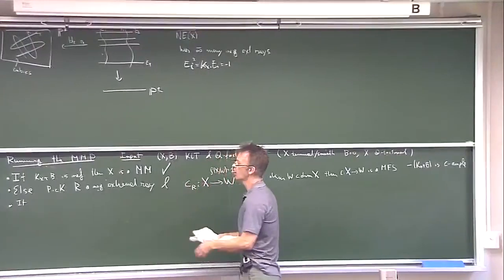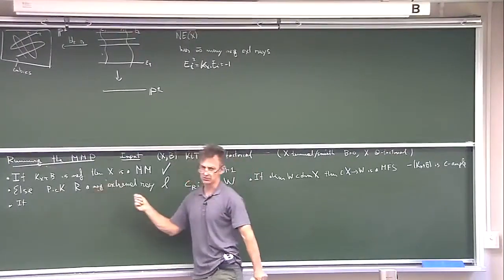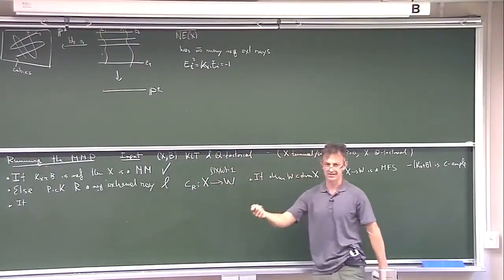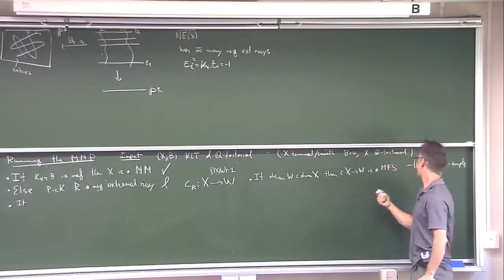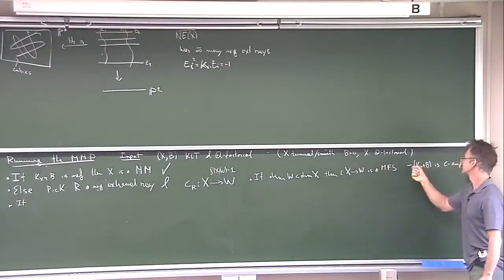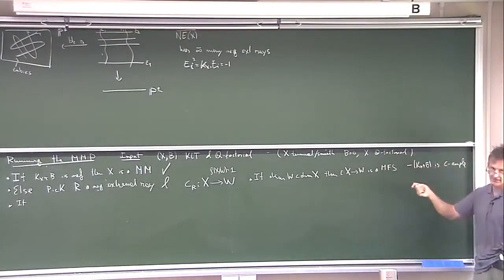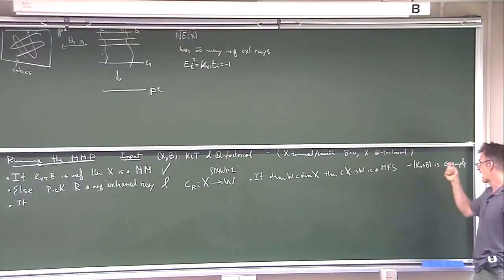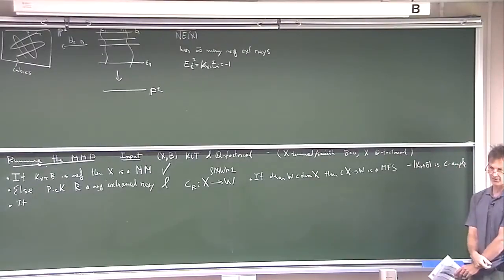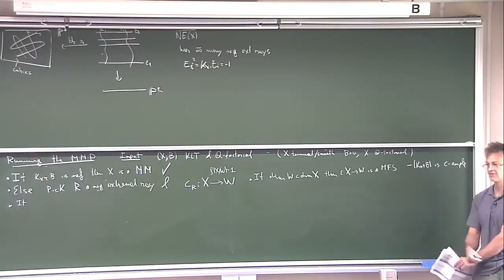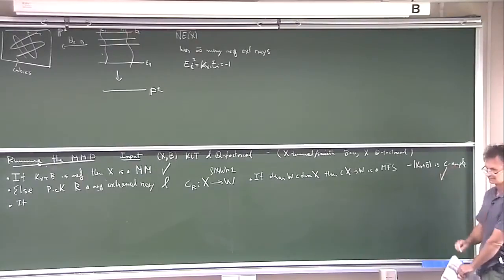Of course, we know it's a negative extreme ray, so the intersection with KX plus B is negative. So the intersection with minus KX plus B is positive. Relative Picard number is 1. It has to be relatively ample. Okay? So this is a Mori fiber space. And we declare victory.